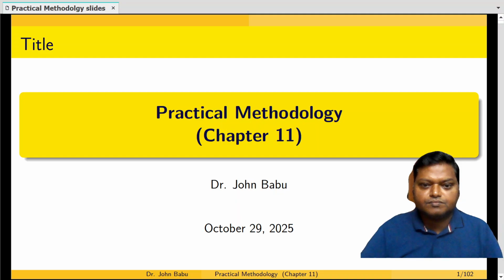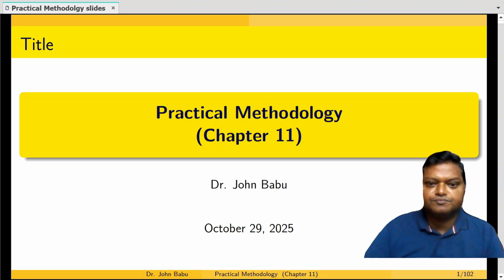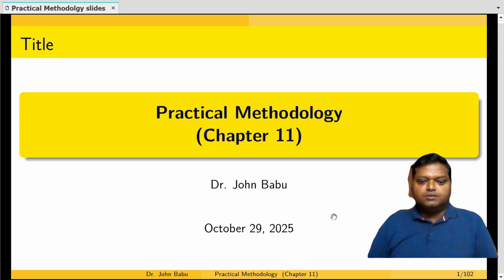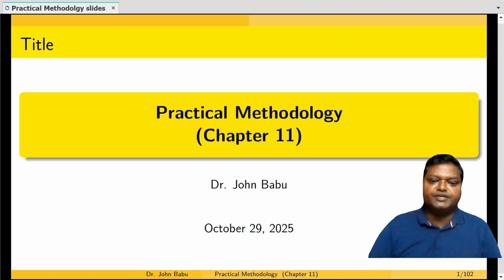We have come almost to the end of the subject, and we are in the last unit, the fifth unit, which is practical methodology. It is in chapter 11 of the Deep Learning textbook by Ian Goodfellow.